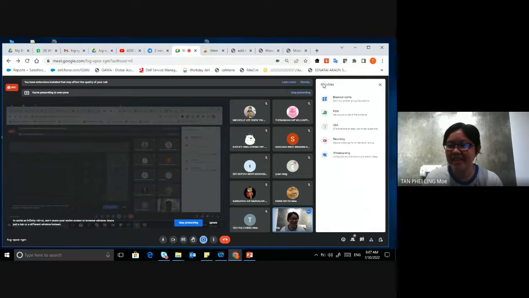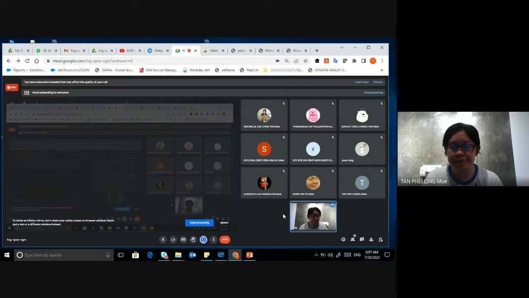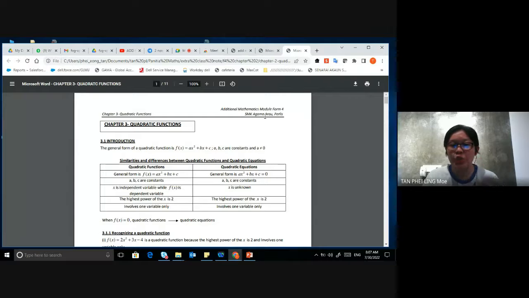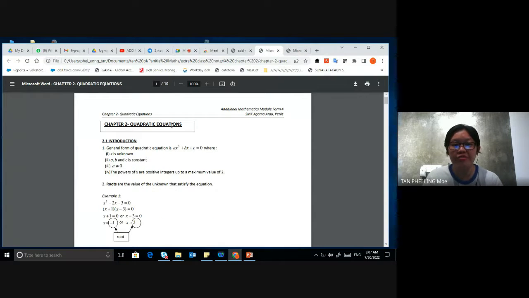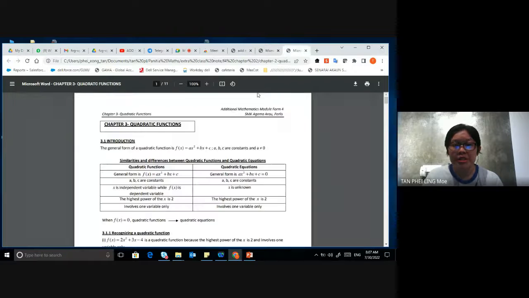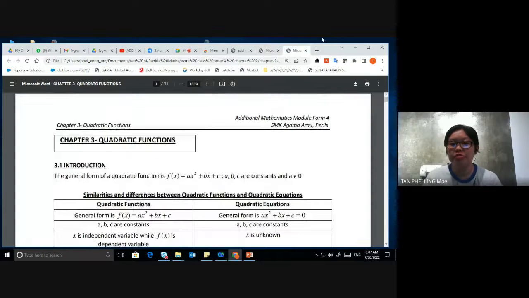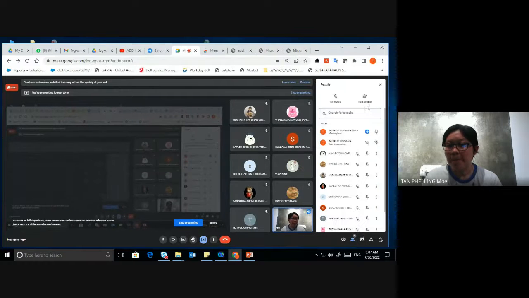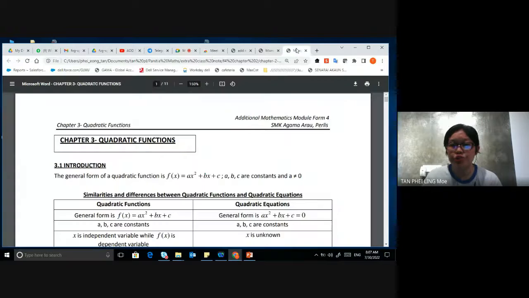Okay, all right. Let us start with a quadratic function. For quadratic function, the main thing is sketching of the graph, because we have differentiated quadratic equation and function. Since the very first part of this chapter, I have already told you that you have to differentiate between these two. The reason is that without knowing the difference, it's very easy to make mistakes, especially with equal to zero.